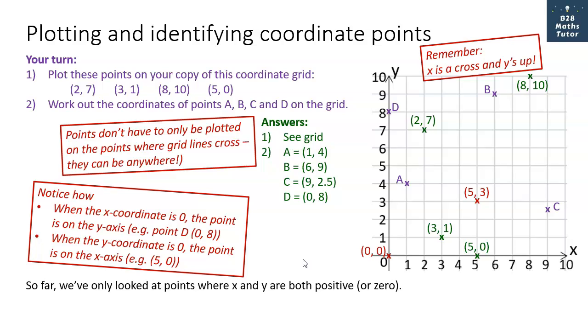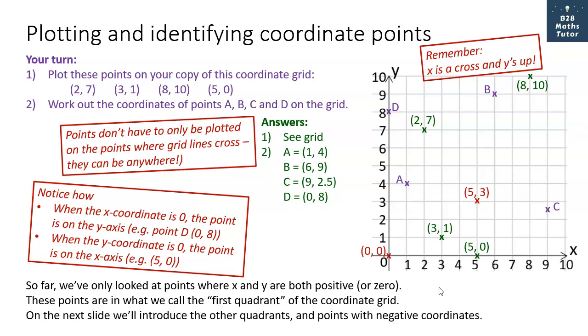Now, so far, we've only looked at points where x and y are both positive or 0 in a couple of cases. These points are in the first quadrant of the coordinate grid. That's what we're looking at here. On the next slide, we're going to look at the other quadrants and points with negative coordinates.